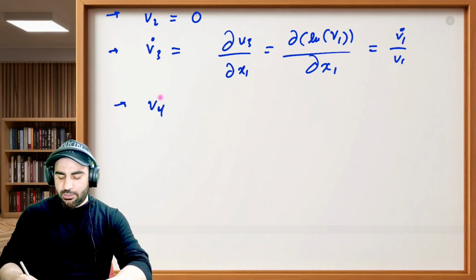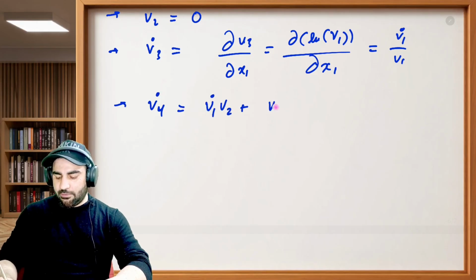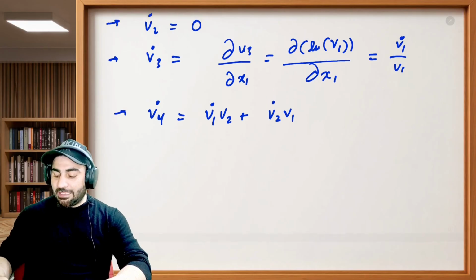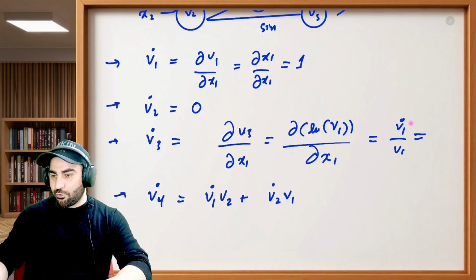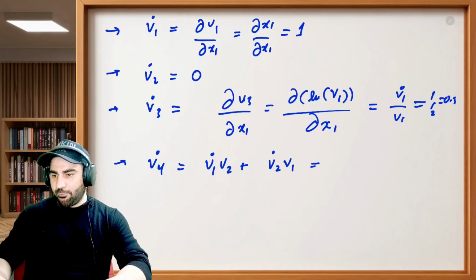So v4 dot will be equal to v1 dot v2 plus v2 dot v1, and I'll keep on substituting the values here. If you substitute these values, this will be equal to 1 divided by 2, that is 0.5. And this thing over here, if you substitute the values, is equal to 1.1 multiplied by 5 plus 0 multiplied by 2, which is equal to 5.